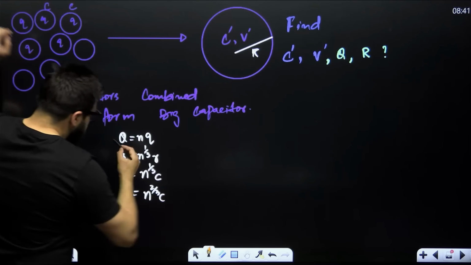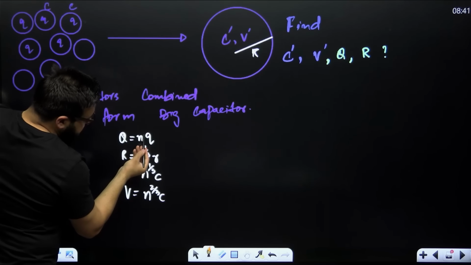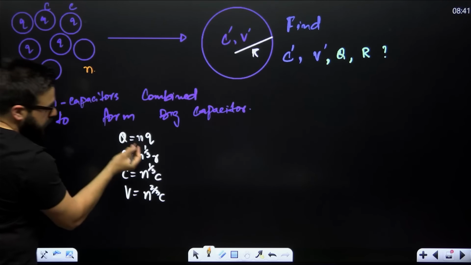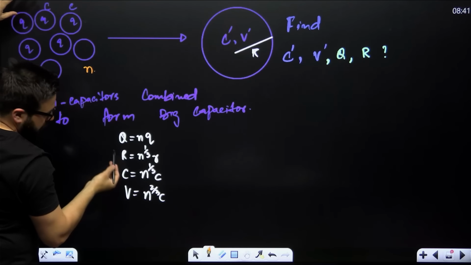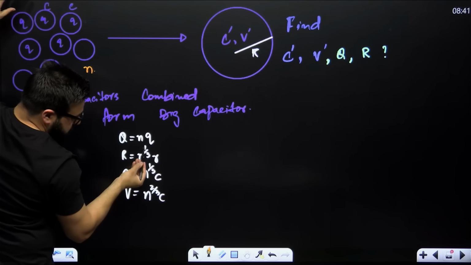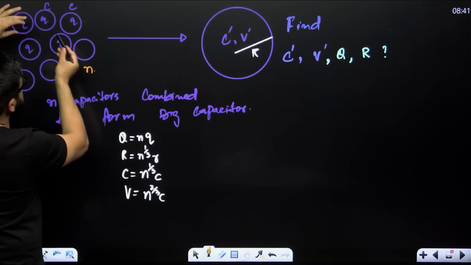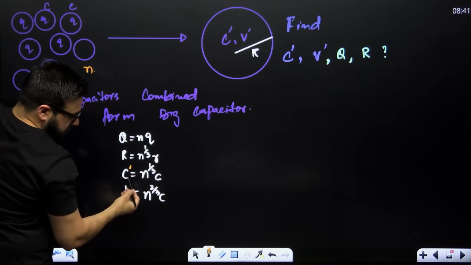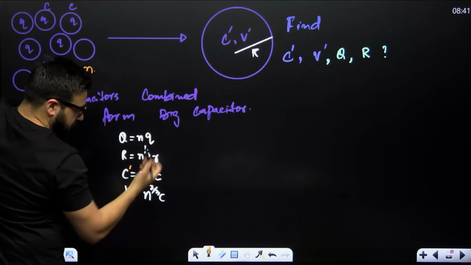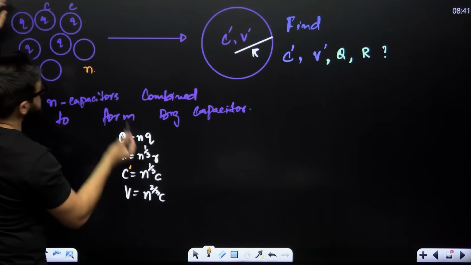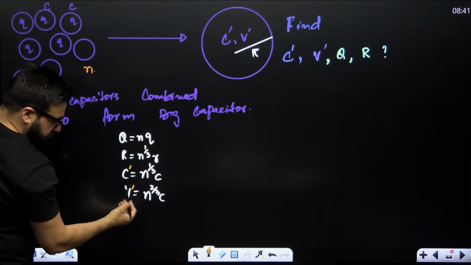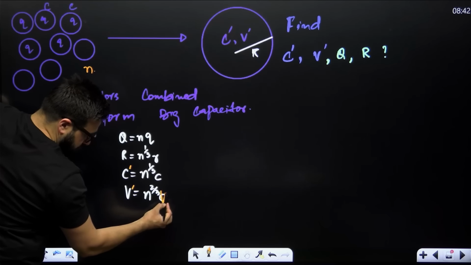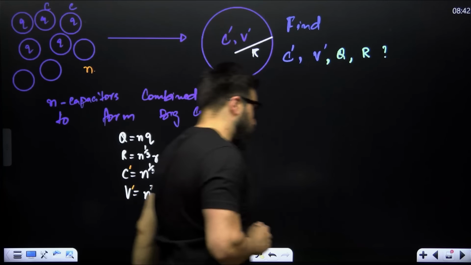Now see, sir, the charge of the big capacitor is n times Q. N means how many small capacitors there are. Q is the charge on the small capacitor. Radius of the big capacitor is n raised to the power 1 by 3 into R. R is the radius of the small capacitor. This is C dash. C dash is the capacitance of the big capacitor. n raised to the power 1 by 3 into C. C is the capacitance of the small capacitor. V dash is the potential of the big capacitor. n raised to the power 2 by 3 into V. V is the potential of the small capacitor.